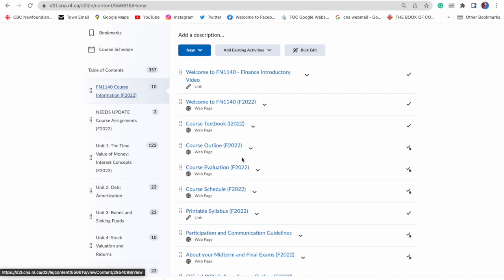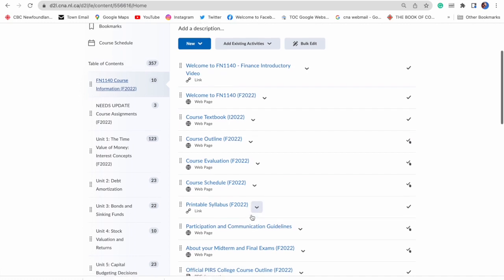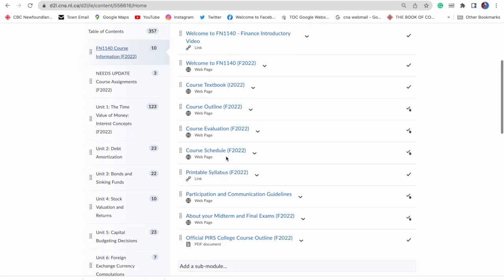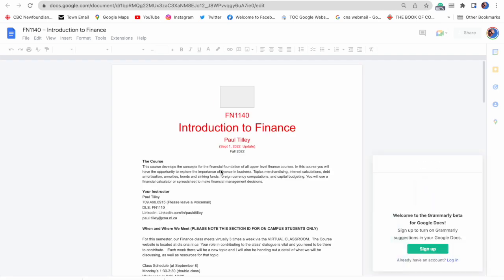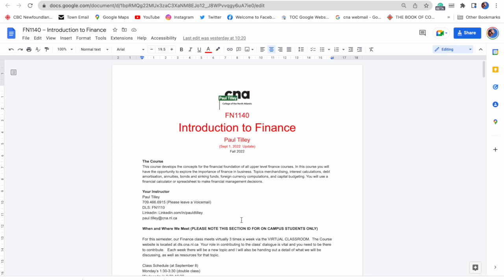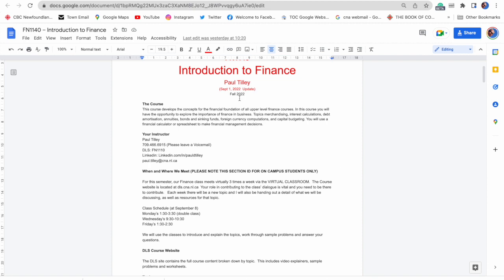the textbook, course outline, the syllabus, the PEERS outline, which is the college's official outline of what we're supposed to be doing, how the course is evaluated, the course schedule. I've put all of these things into a printable document called the course syllabus. So it's the FN1140 class syllabus, and I'm just going to bring you down through that. That covers all of the issues that are related in that section. First of all, I explain what the finance course is about. And then I have my information.